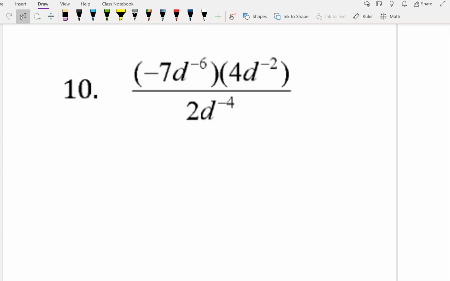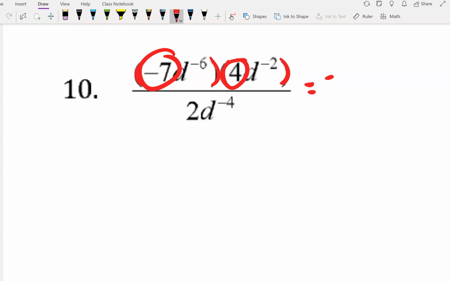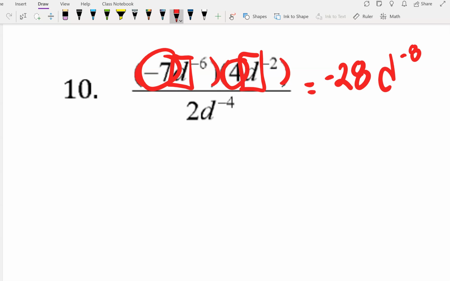On this next one, I'm going to simplify the top first. When I'm multiplying these 2 together, I'm just going to multiply the coefficients together first. So negative 7 times 4 is negative 28. And then I'm going to combine the d's. So when I'm multiplying like bases, I add the exponents. So I get d to the negative 8 when I add together negative 6 and negative 2. And then the bottom, I still just have 2d to the negative 4.